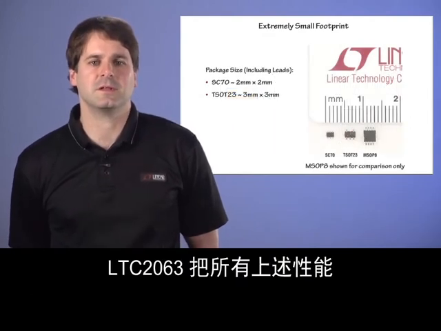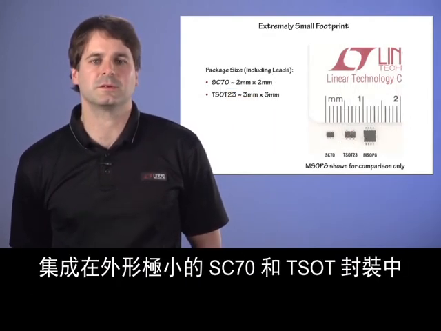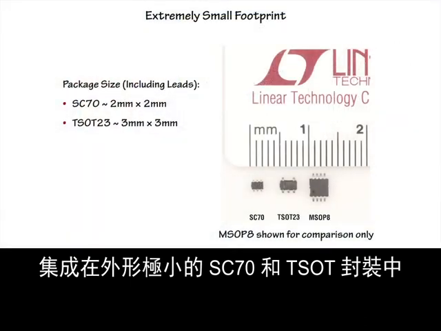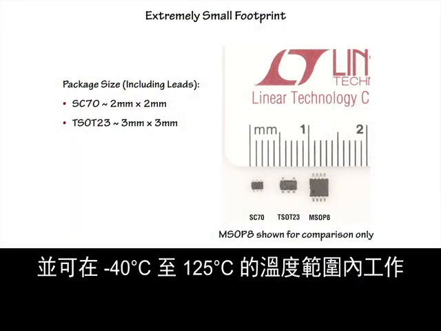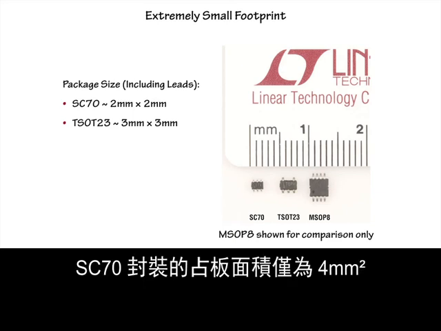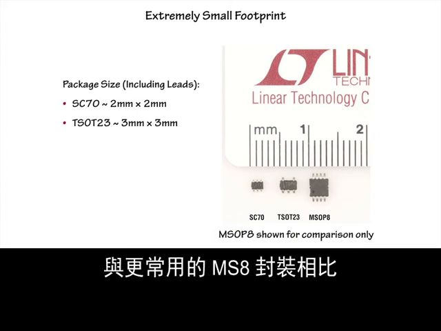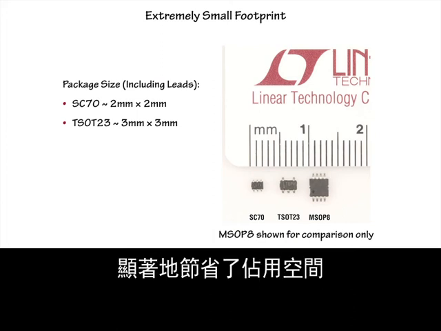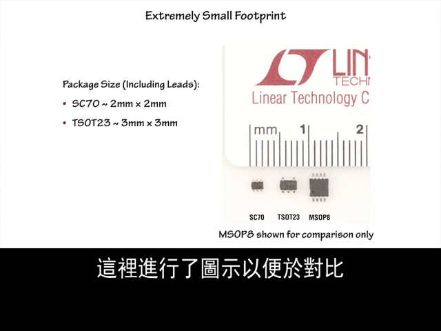The LTC 2063 packs all this performance into extremely small SC70 and TSOT packages, while operating over the minus 40 to 125 degrees Celsius temperature range. The SC70 has a footprint of only 4 square millimeters, providing significant space savings compared to a more common MS8 package, which is shown here only for comparison.